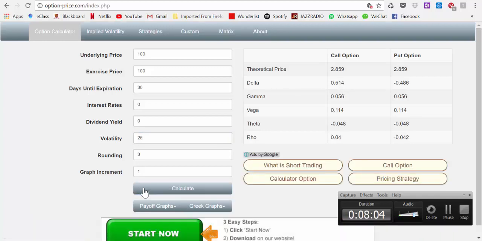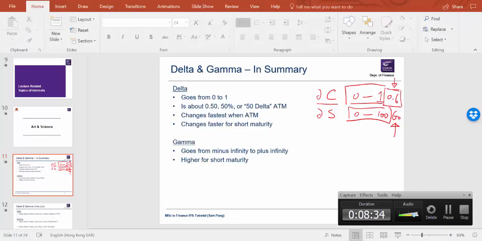notice the delta is somewhere around 0.5. It's not exactly 0.5. If you know a bit about the Black-Scholes-Merton option pricing formula, you would know delta is actually an extraction of the original option formula. But anyway, don't worry too much about the theory. This course is not about the theory. So it's roughly a half, or 50%, or 50 delta. You can call it any one of those.